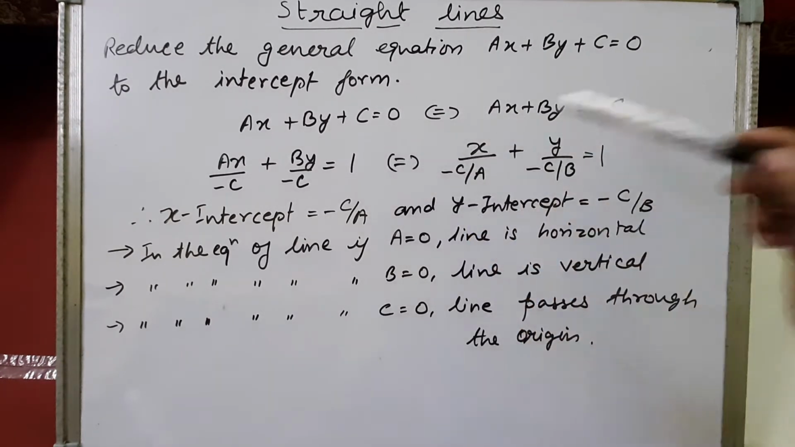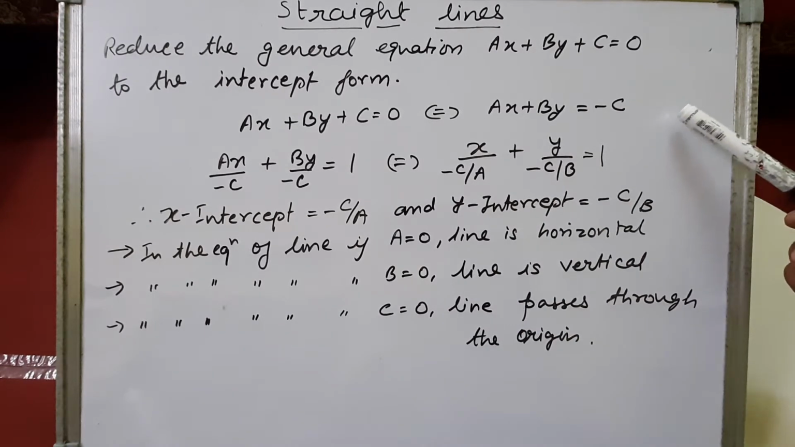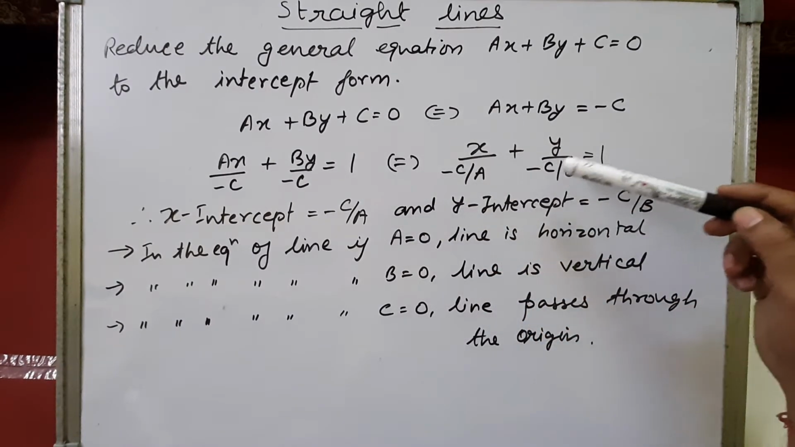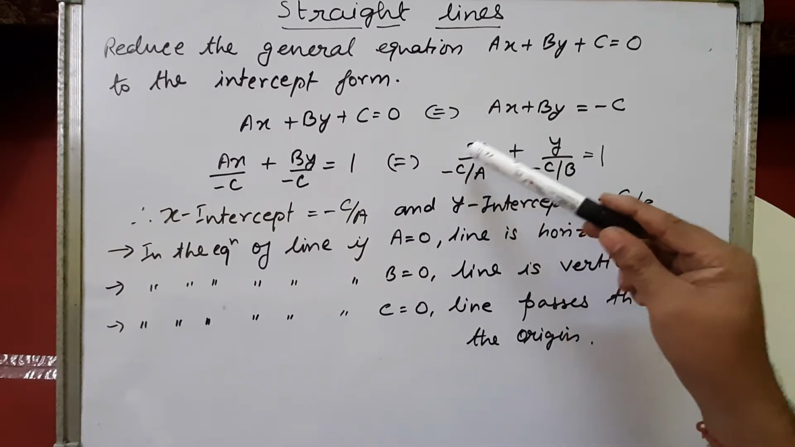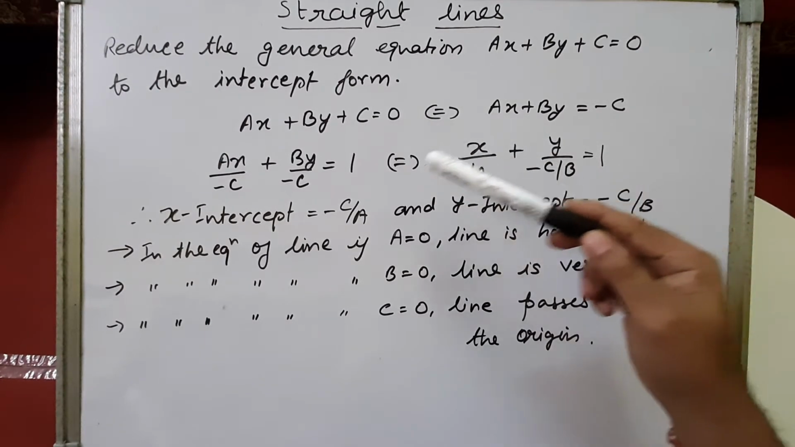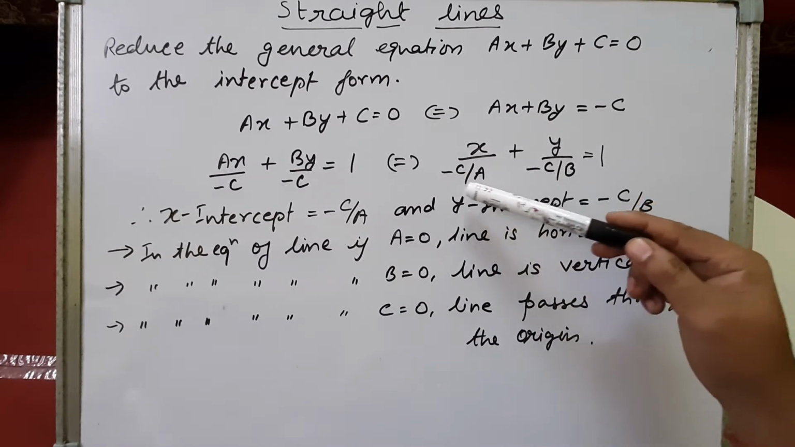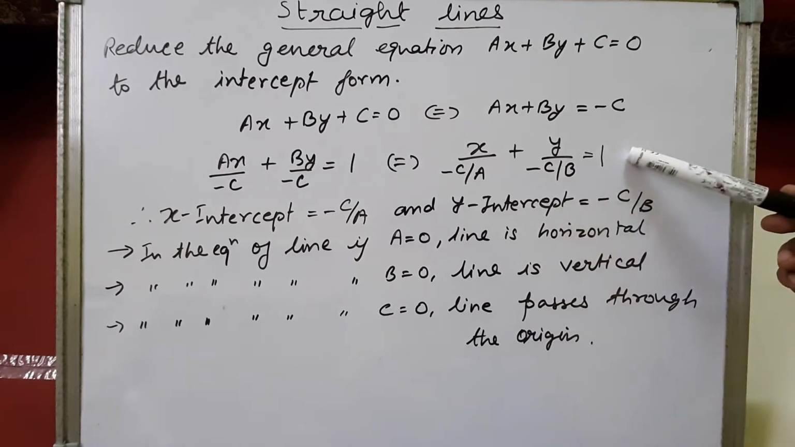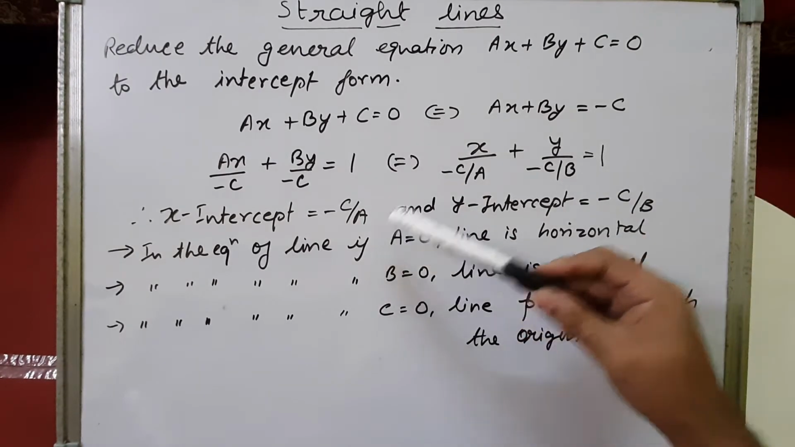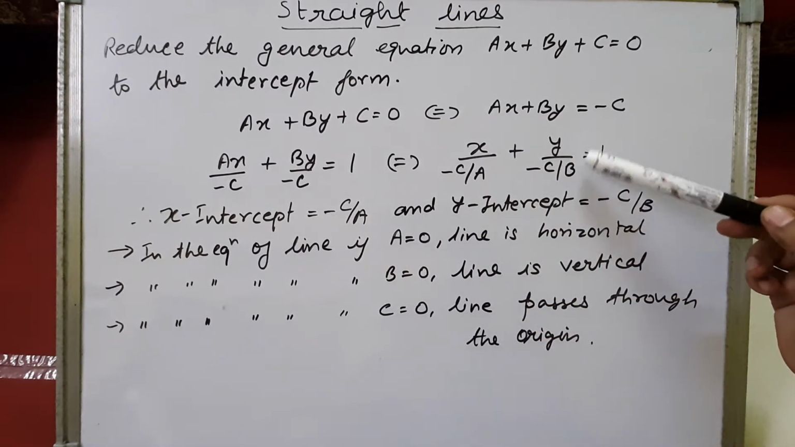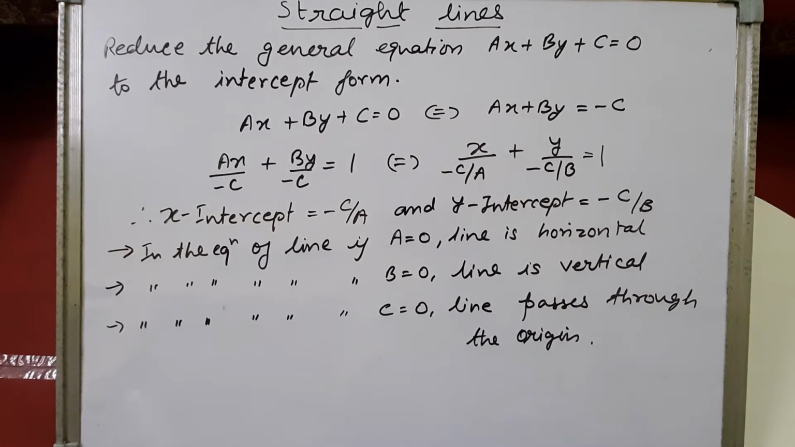When we transfer c to that side, it will become ax plus by equals minus c. Dividing by minus c, it will become ax upon minus c plus by upon minus c equals 1. Now in the intercept form we have only x in the numerator, so we transfer a to the denominator. It will become x upon minus c by a plus y upon minus c by b equals 1. So the x intercept will be minus c upon a, and the y intercept will be minus c upon b, or we can say minus constant upon coefficient of y, right?